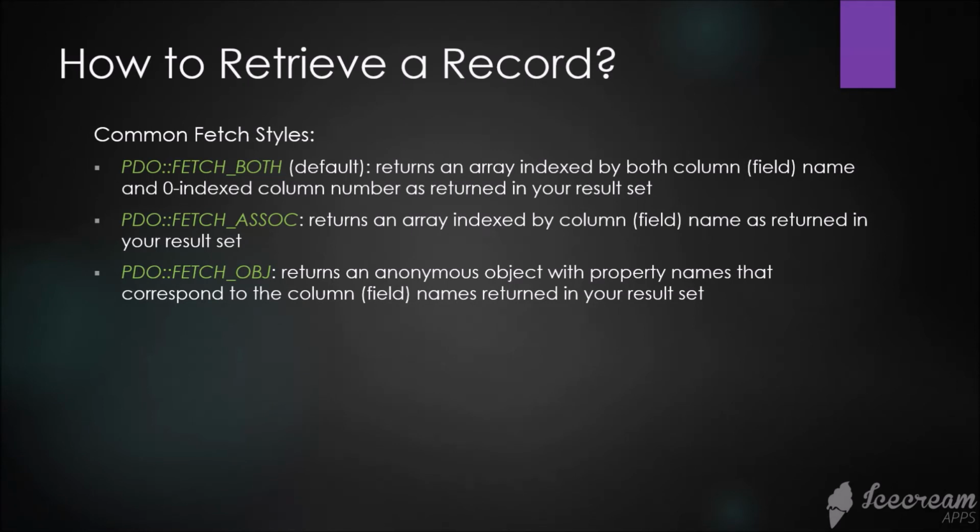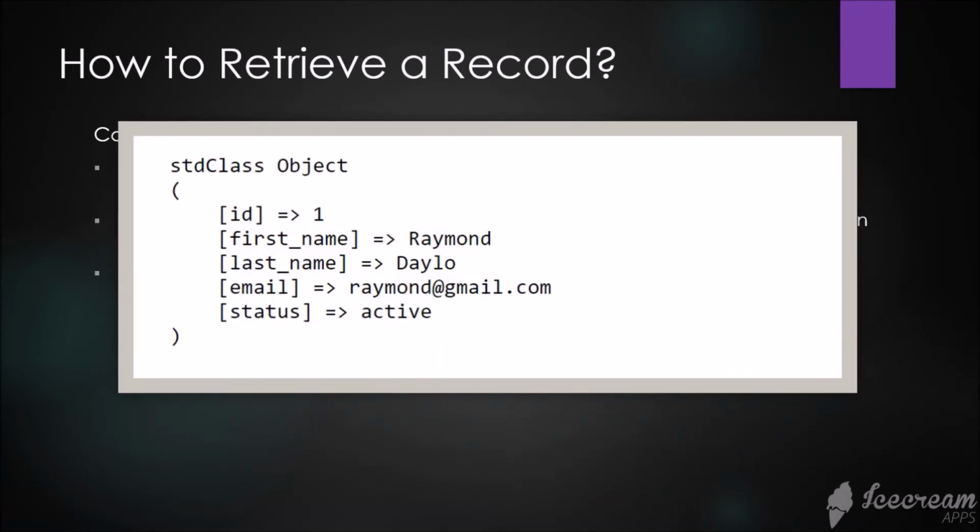Then the third one is PDO::FETCH_OBJ. Returns an anonymous object with property names that correspond to the column or field names returned in your result set. So this one is almost the same as assoc, but of course, the return value is an object. So with assoc, it is an array, you can access it through square brackets, while here, you can access the field name through the arrow, the dash greater than. That is the arrow. Okay? So in this part of our discussion today, we're just going to use FETCH_ASSOC.